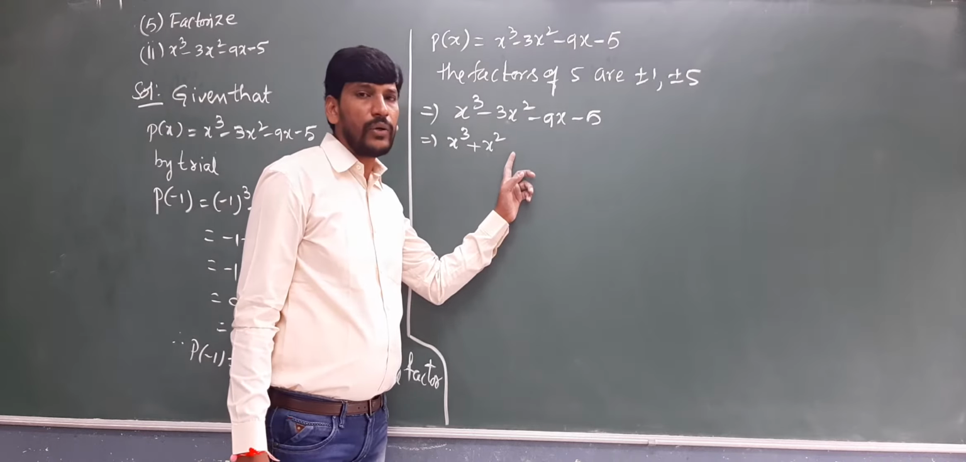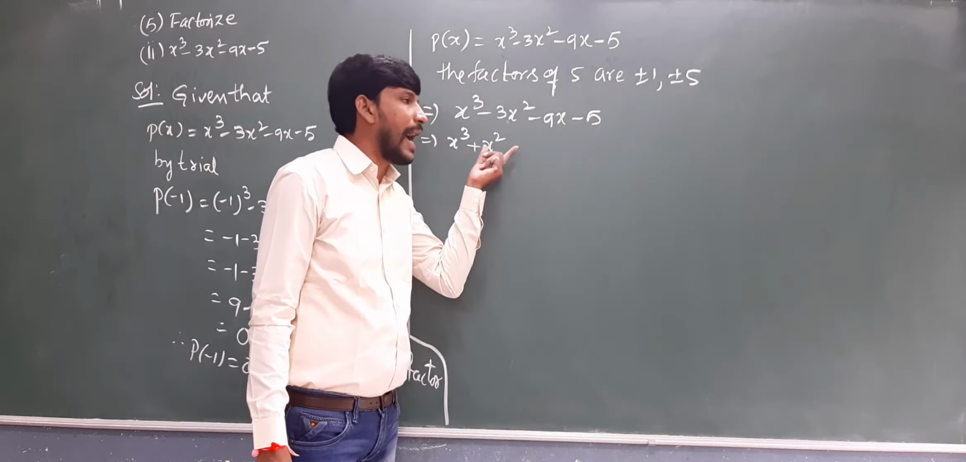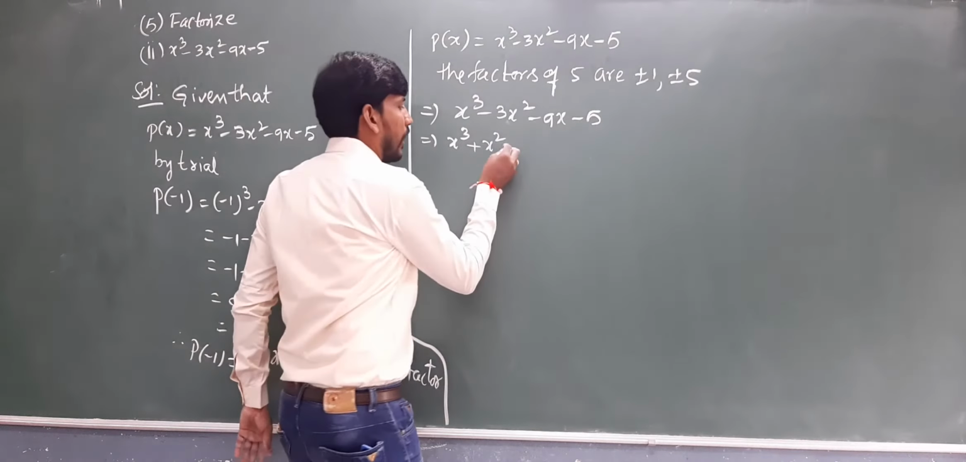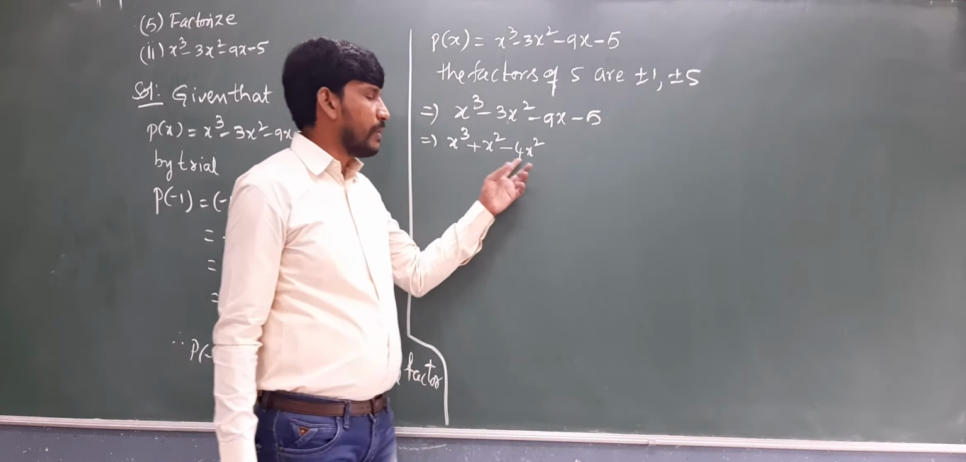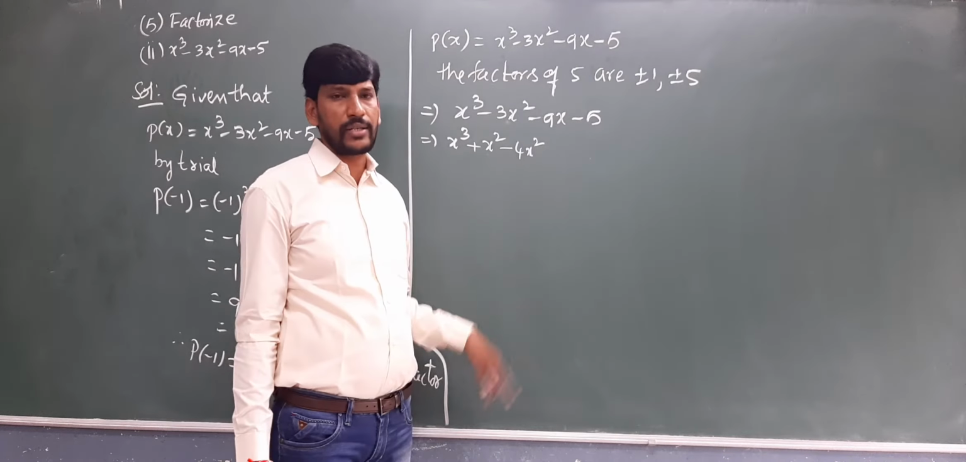What is the next value? Whatever you are going to write as the next value here, to simplify these two values, you will get minus 3x square. Here I am going to write minus 4x square. Simplify these two means subtract, because one is negative and one is positive. By subtracting these two, you will get minus 3x square.